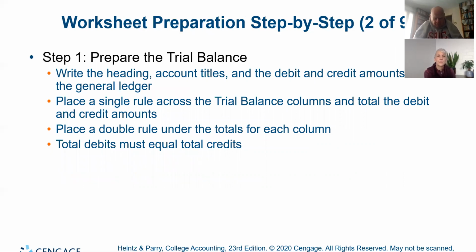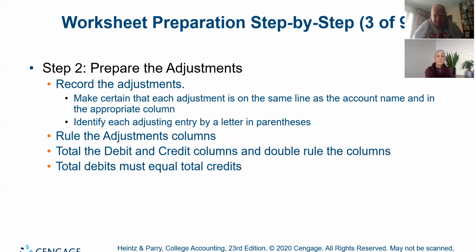Prepare the trial balance. Write the heading, account titles, debit or credit. Place a single rule across the trial balance columns. I don't know about the rule or the double rule, but that's pretty normal. Debits must equal credits. That's the key thing. Now, we look at every single thing on that trial balance, and maybe it requires adjustment. Maybe you see an obvious error. You might notice that, for example, accounts receivable has a credit balance. That's not possible, so you would do some research on that. You could call that an adjusting entry. It's more of a correcting entry. So you prepare your adjustments.